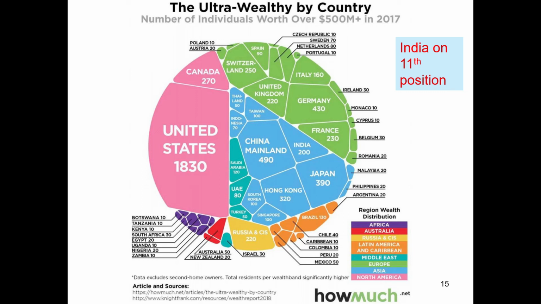And United States once again leading, 1830, and China again stands second, 490, then Germany 430, Japan 390, even Hong Kong is better than us. France, yes, France, United Kingdom and Switzerland, they are much ahead of us. So this much we are able to get.